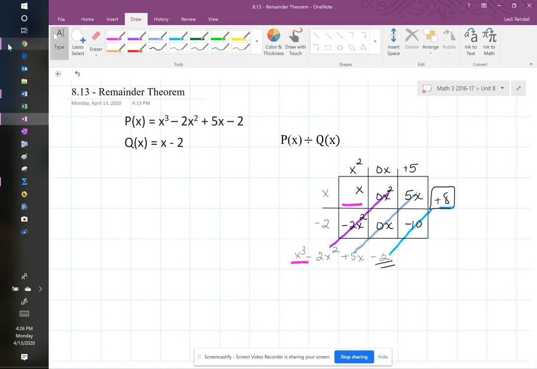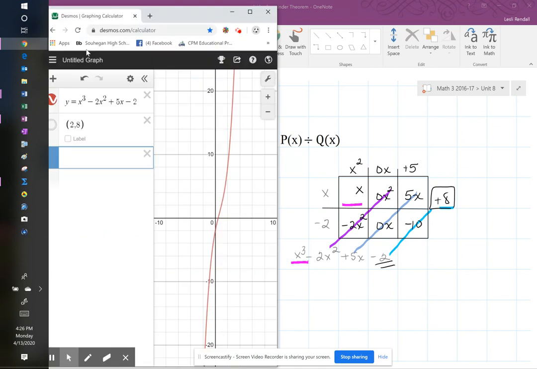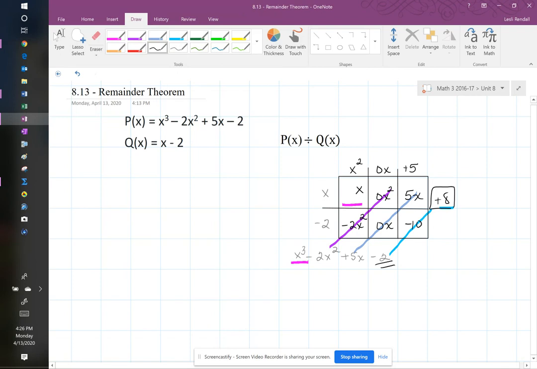So graphically, if we were to look at that, we can see here that if I look at the point (2, 8), that remainder 8 represents the y value. So this is the y value when x minus 2 is 0, when x is 2. So when x is 2, our y value is 8, and it represents the point (2, 8).